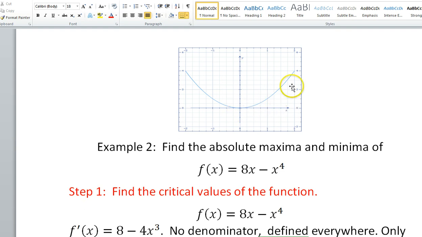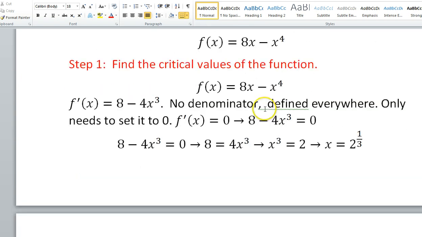1 and 2, and you can see that the maximum happens at 4. So the absolute maximum happens at an endpoint, and the absolute minimum happens at an interior point. Remember, they can only happen at the endpoints or the interior points. Alright, let's take another example.